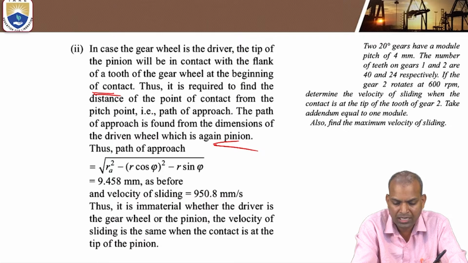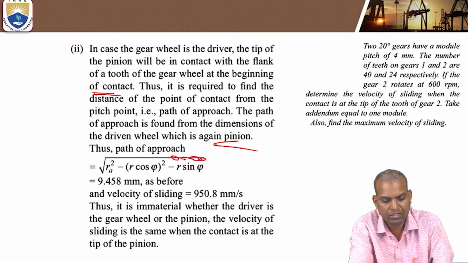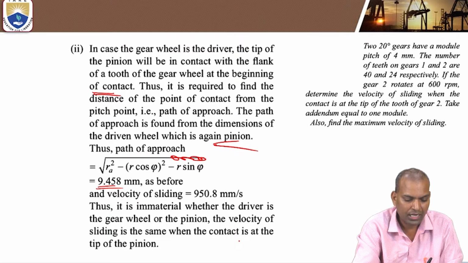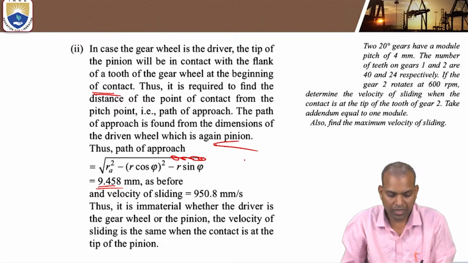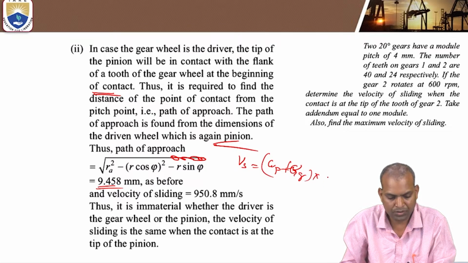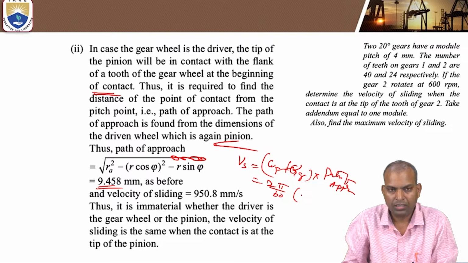Now based on this concept, here the path of approach becomes again the square root of RA square minus R square cos square phi, minus R sin phi. That is 9.458. Again, what is the velocity of sliding? The velocity of sliding equals omega p plus omega g times the path of approach. Here omega p is 2 pi by 60 times np, so it is np plus ng times the path of approach.